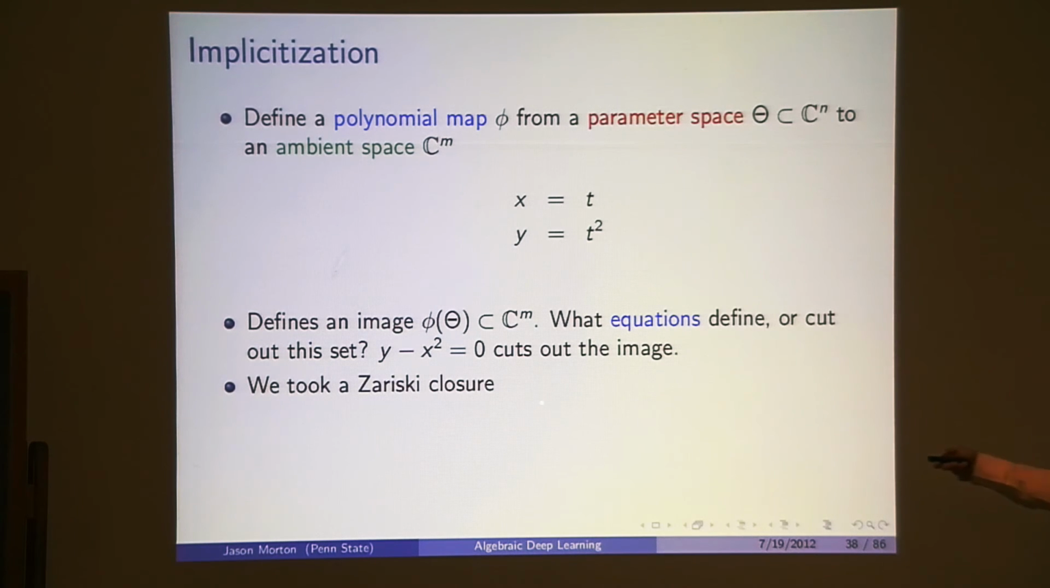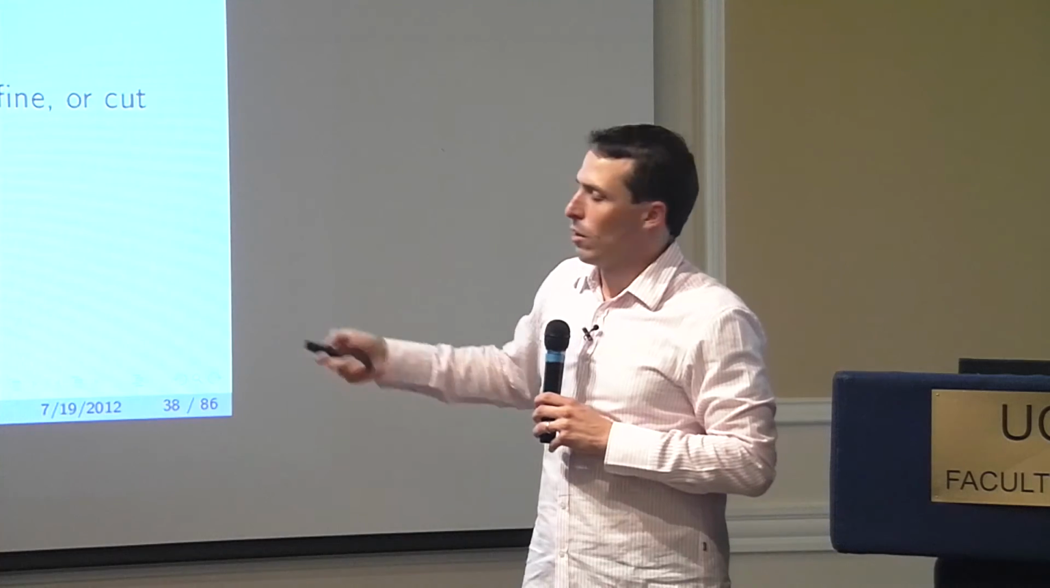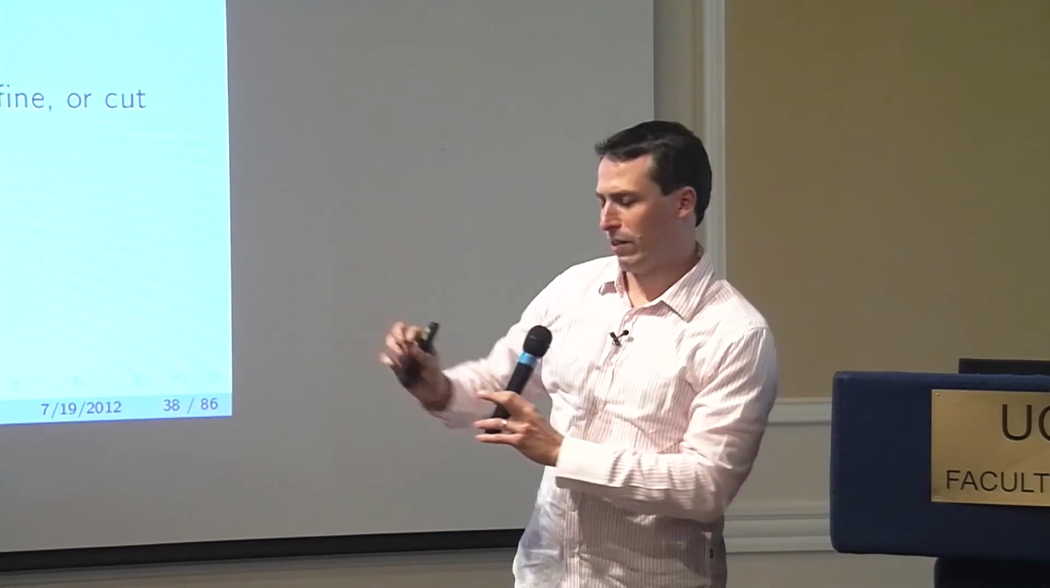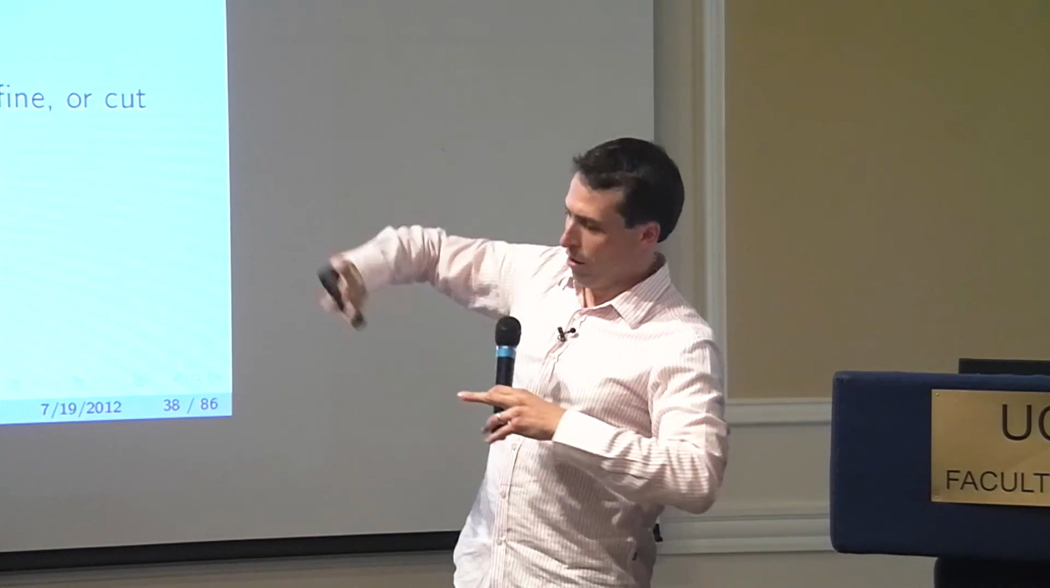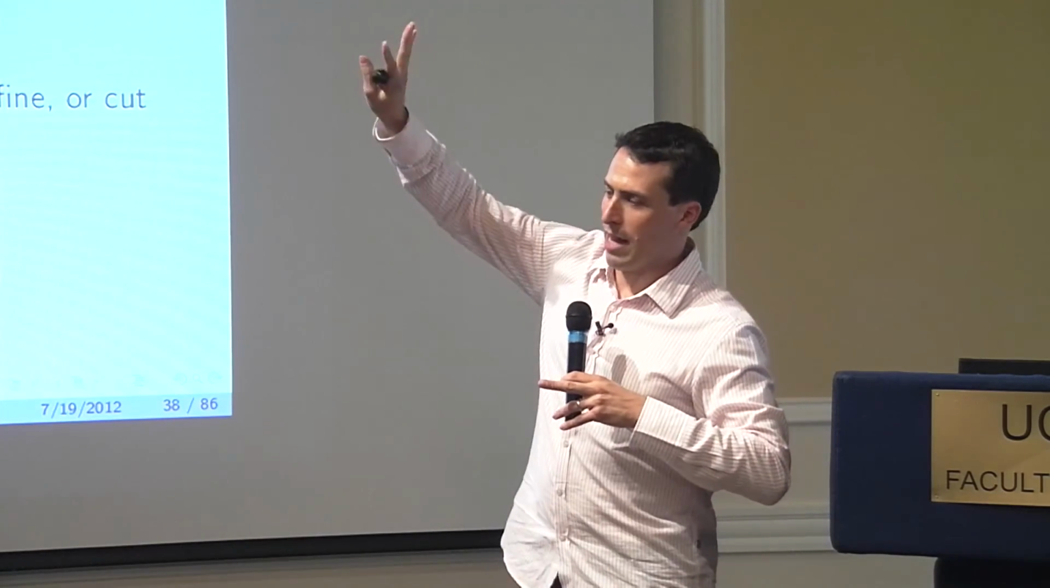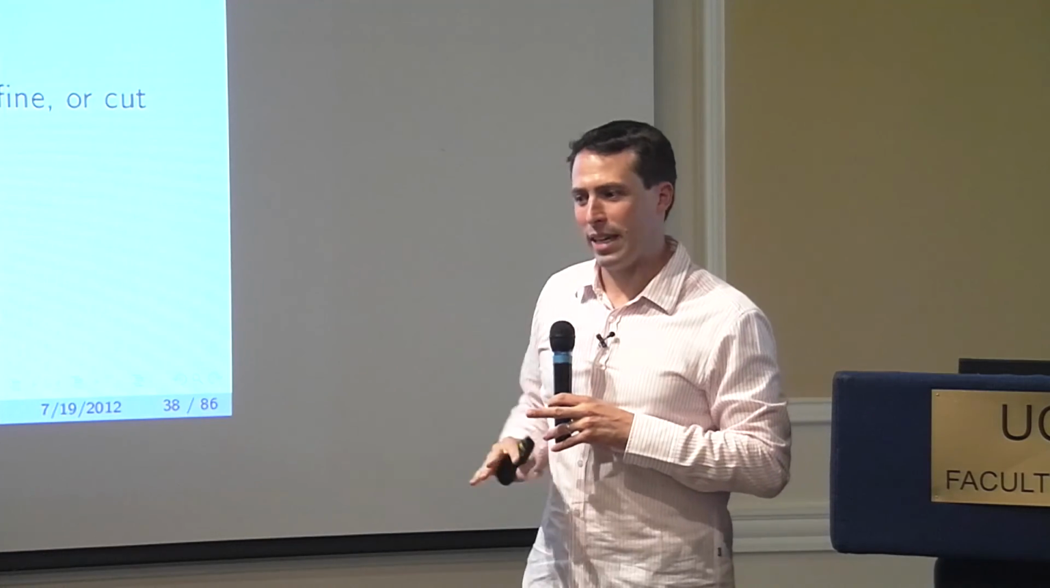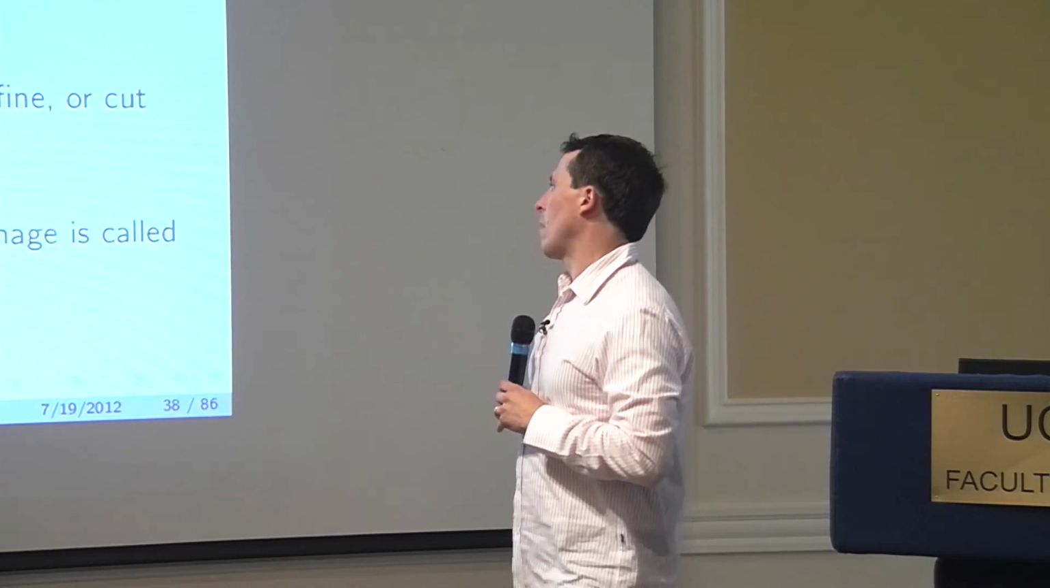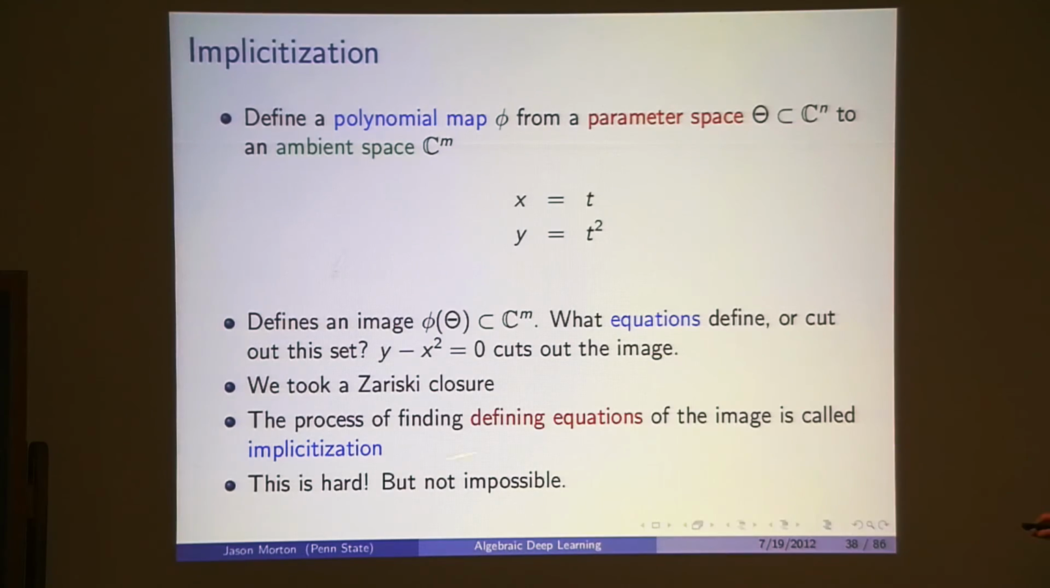And one of the things we do when we pass from the image of the map to the equations that define it is we take a Zariski closure, right? So we might have missed some points, and there's no way to account for that. We've taken all the equations that vanish on it. So even though it's just a small set, we've taken all the equations that vanish, and if we think about that now as all the points on which those equations vanish, we've taken the closure. Okay, so this process is called implicitization, and in general, it's really hard.